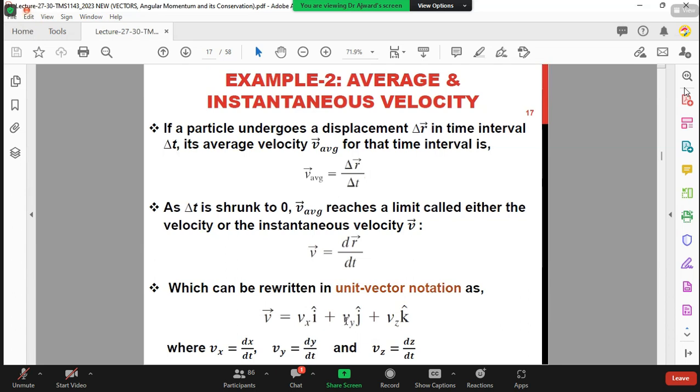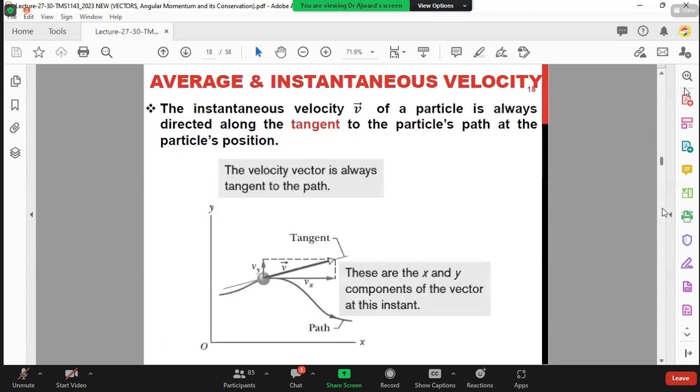But as you can see, you can write the velocity in terms of its components. In the i hat direction, that is the x direction, j hat or the y direction, k hat the z direction. So if the particle or whatever car is moving in 2 dimensions, you can ignore the k hat. And right here, the average, instantaneous.